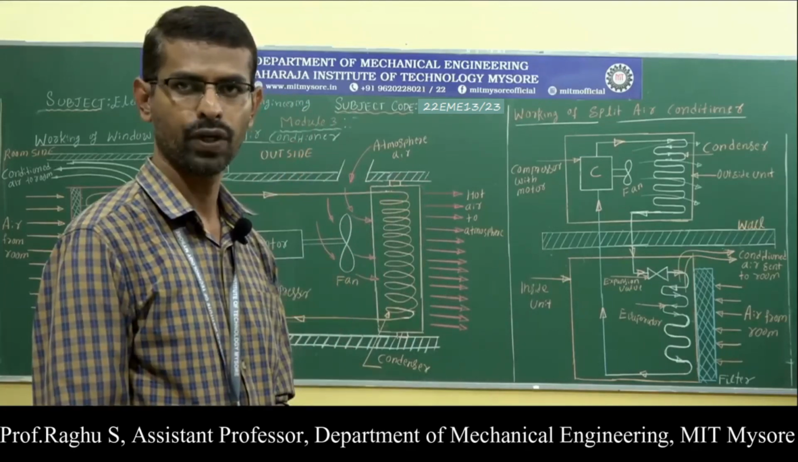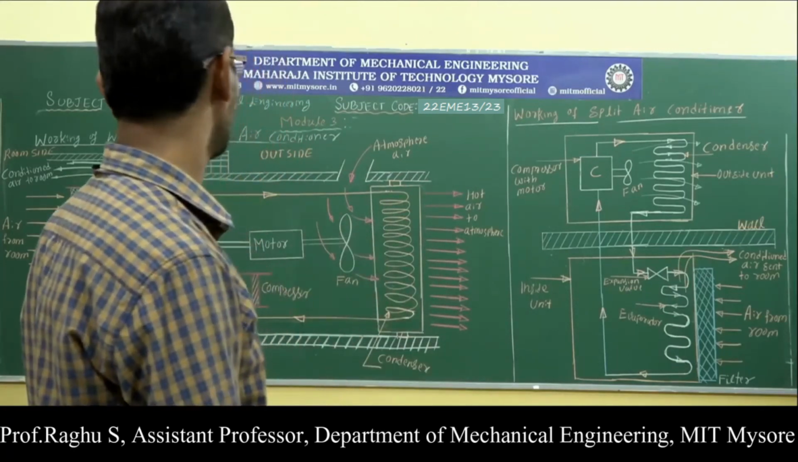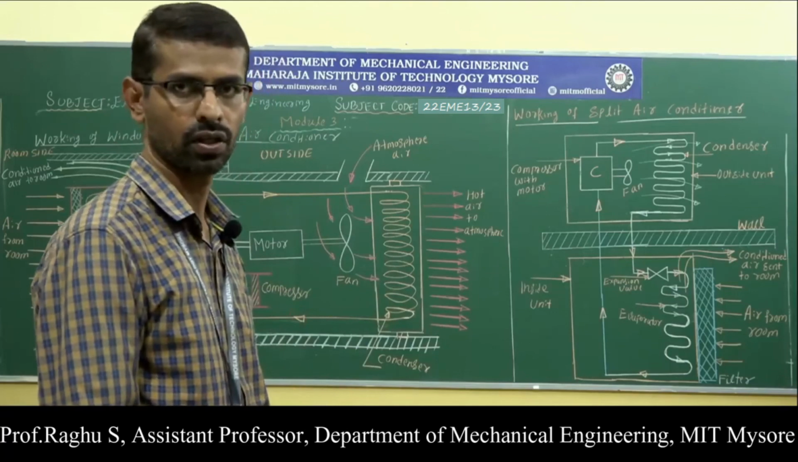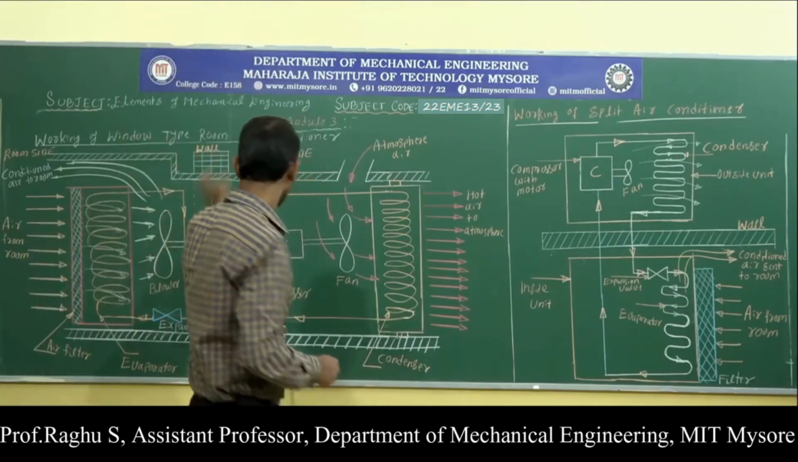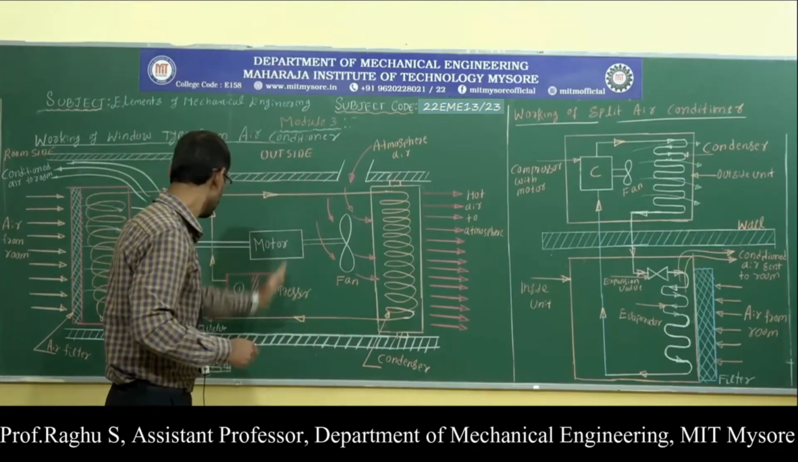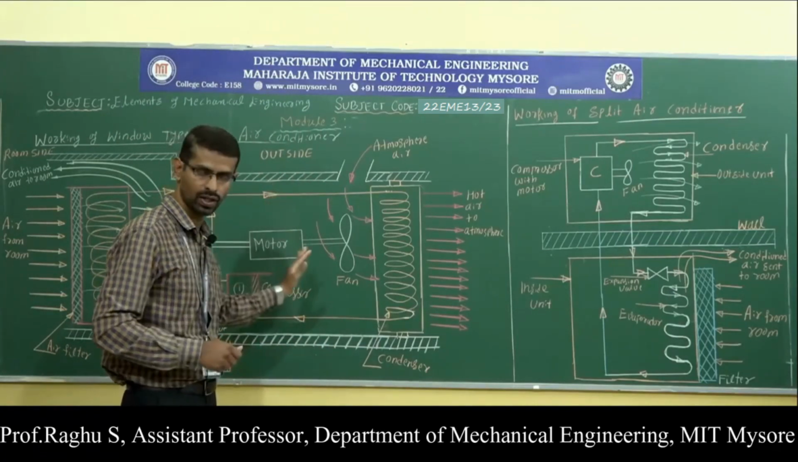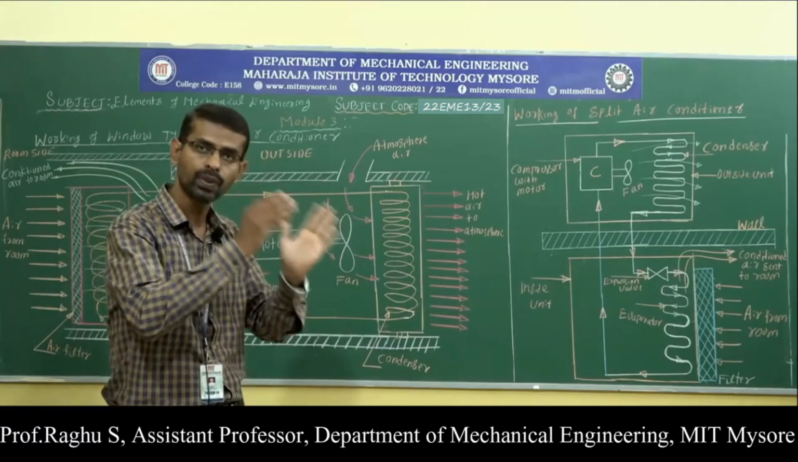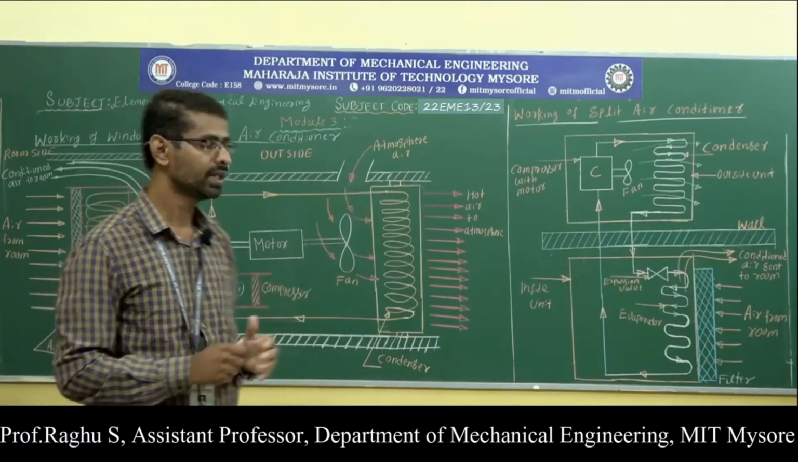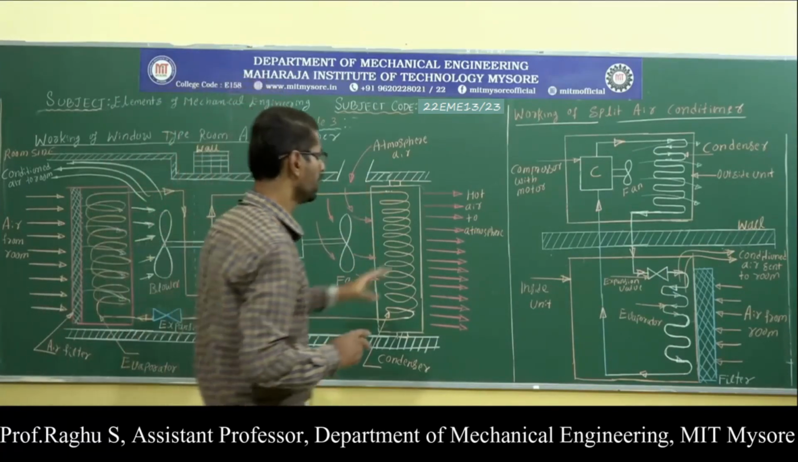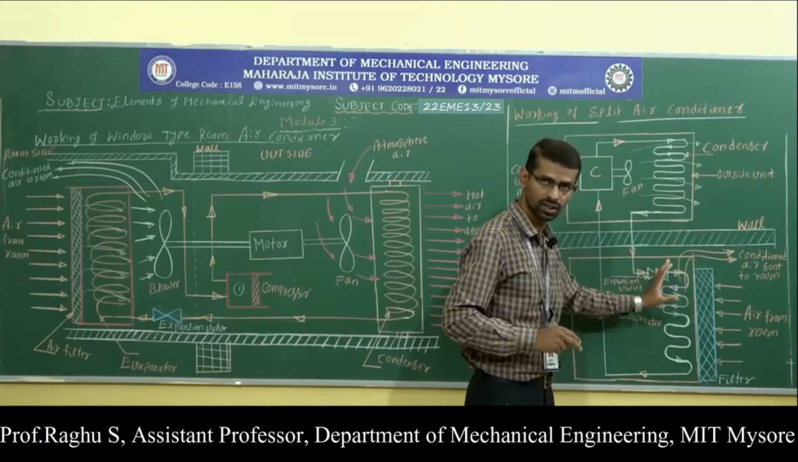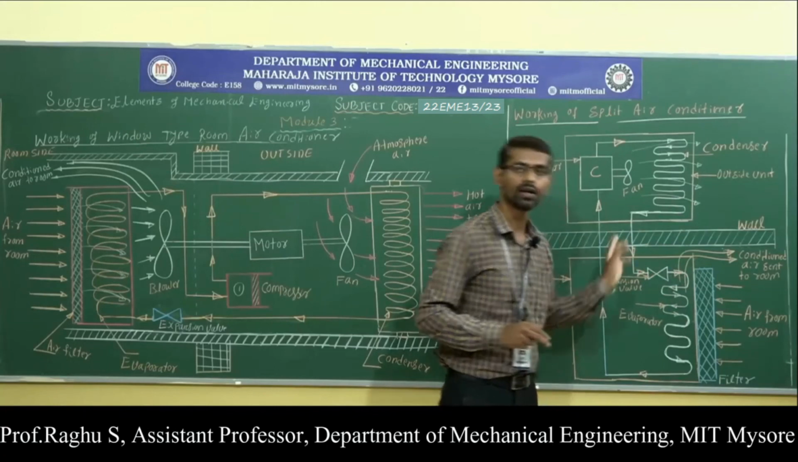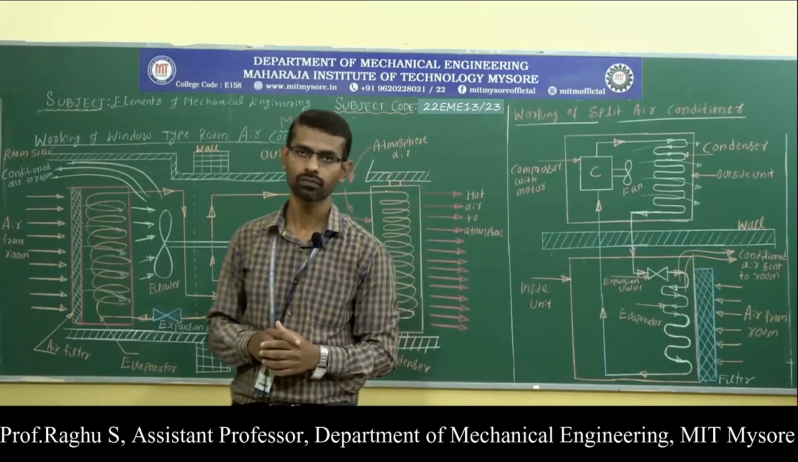Now let us discuss the difference between the window type room air conditioner and the split room air conditioner. The window type room air conditioner consists of a single unit. All components, compressor, condenser, expansion valve and evaporator coils, are kept in a single box. Whereas the split air conditioner consists of two units, an outside unit and an inside unit, connected by small diameter tubes.